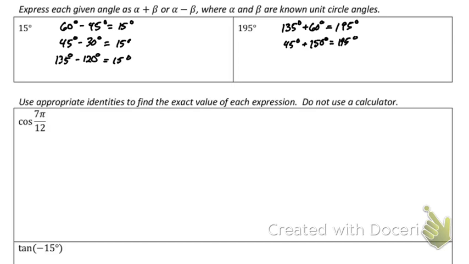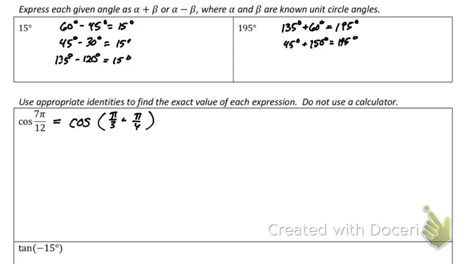All right, this next problem is just using an appropriate identity to find the exact value of each expression. Do not use a calculator. So we should know that 7 pi over 12 is not on our unit circle, is not one of our major angles. What can I rewrite this as, using either addition or subtraction, so that it's two angles that are on our unit circle? Yeah? Pi over 3 plus pi over 4.